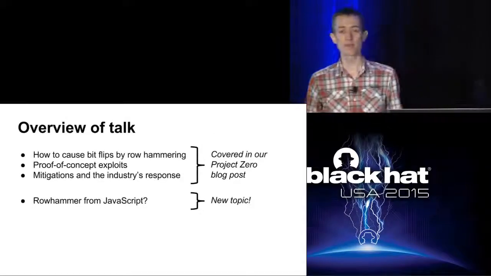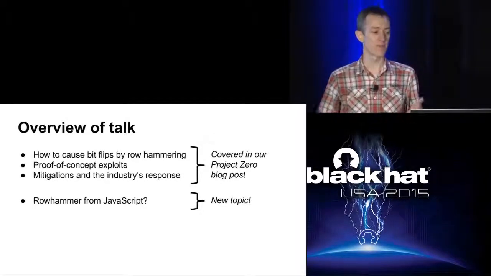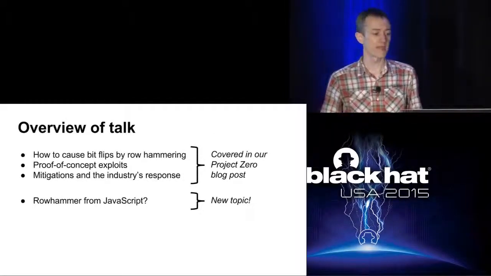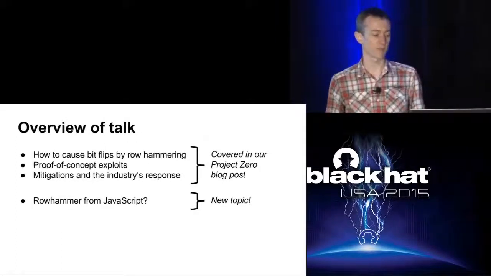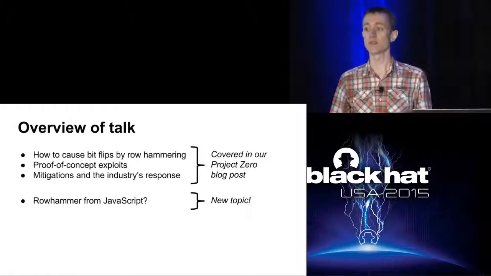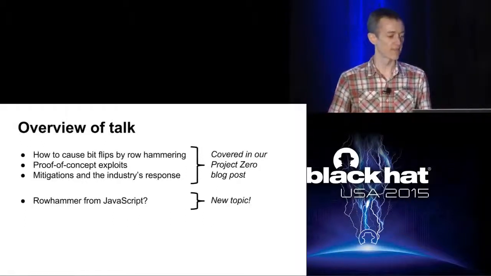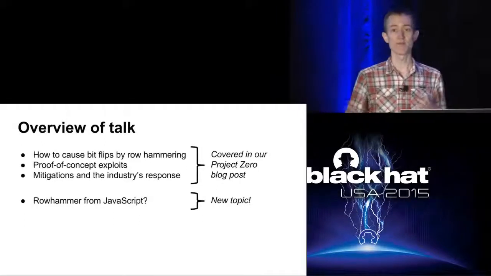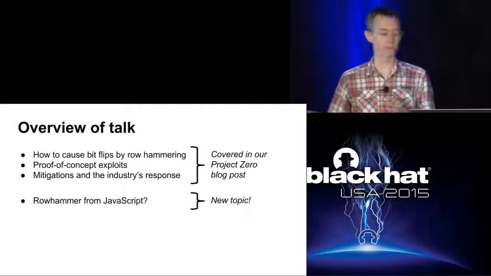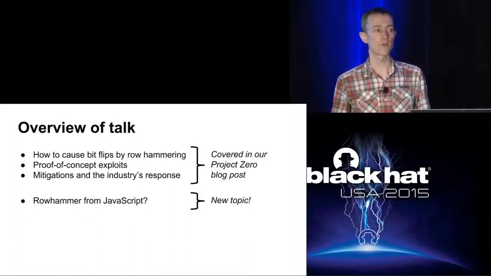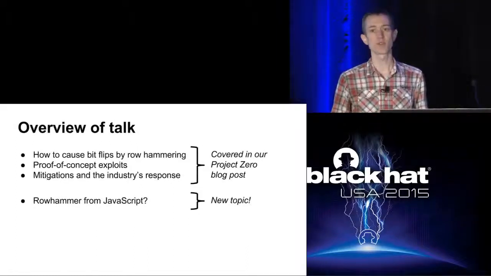So I'm going to talk a bit about how software can cause bit flips using the Rowhammer bug, and I'll talk about the two proof of concept privilege escalation exploits that I wrote that can use these bit flips to escalate privileges. Then I'll talk about mitigations and how the industry responded to the bug. And a lot of this was covered in the blog post that we published on the Google Project Zero blog.